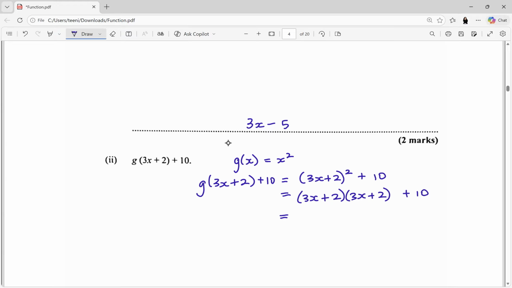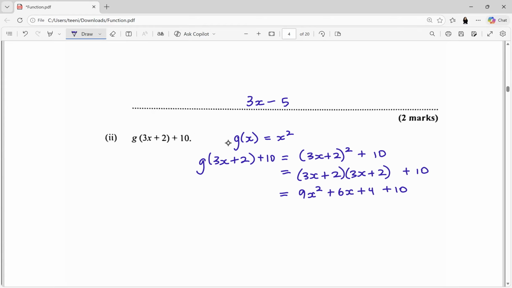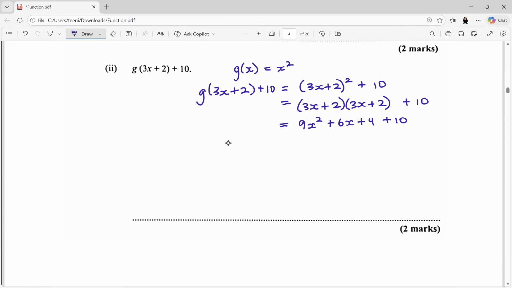So this would give me 9x squared plus 6x plus 4. All of that plus 10. So the final answer will be 9x squared plus 6x plus 14, right? Because you could add the 4 and the 10, so that'll be 9x squared plus 6x plus 14.